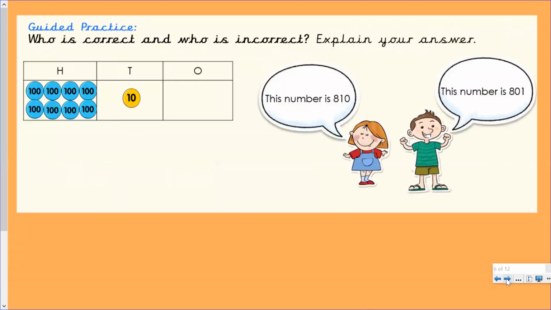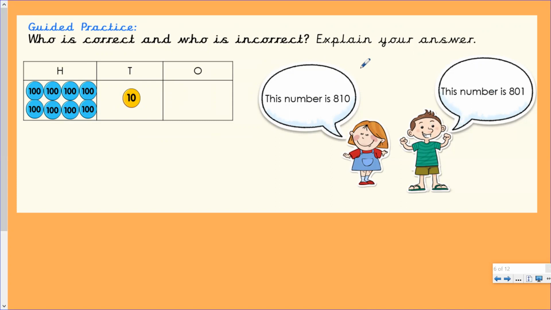Okay, next question. Who is correct and who is incorrect? Explain your answer. We have a place value grid here. The girl says this number is 810. The boy says this number is 801. Pause the video and think. Who is correct and who is incorrect? Why?